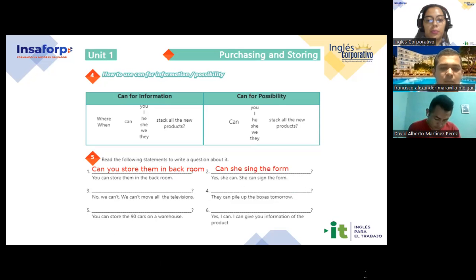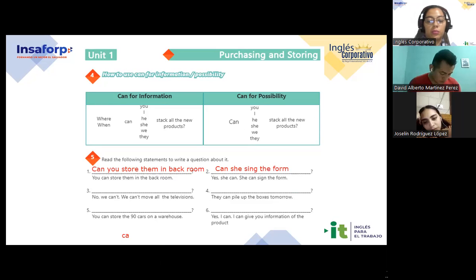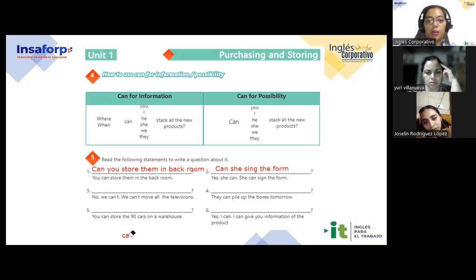Number three. Can we move all the television? Can we move all the television?